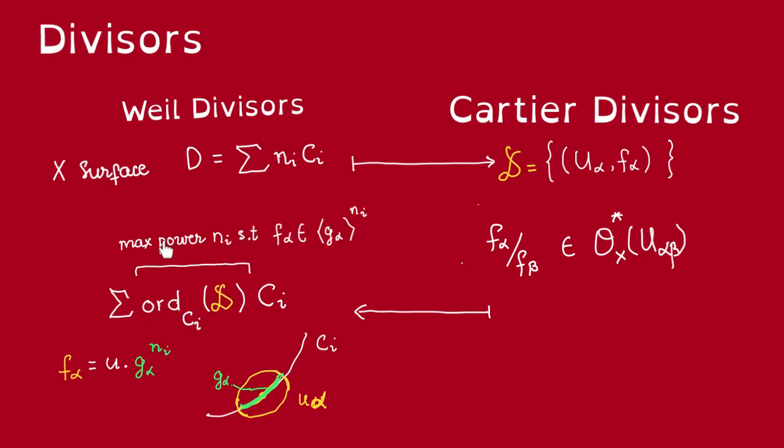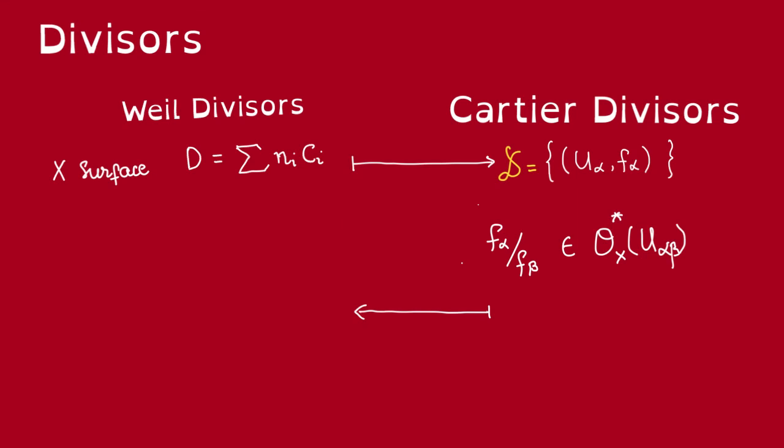In other words, this is the maximum power Ni, such that F alpha lies in this ideal. We can view this as an ideal of some local ring here, of any point here. And you can check that this is all well defined. A quick warning, in the previous discussions, we have been using the fact that X is smooth, right? If X is not smooth, we do not have that correspondence in general. But when X is smooth, we do have a correspondence between Weil divisors and Cartier divisors.